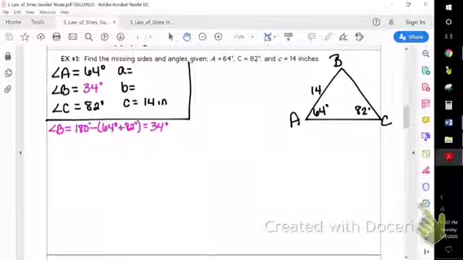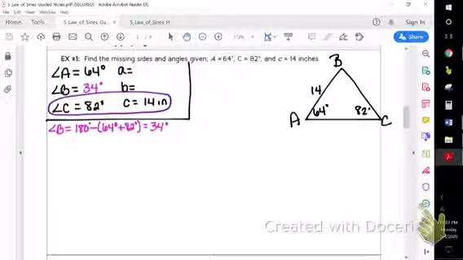So in order to do the law of sines, you need an angle and the side across from it. So look right here. They gave us angle C and they gave us side C. So we're going to use that to help us find the other two sides. So let's first start with our side A.